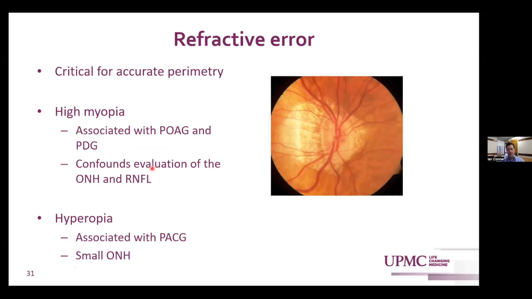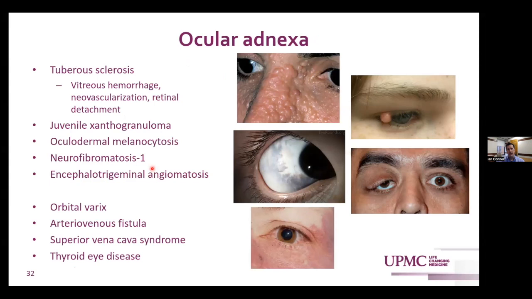And then hyperopia has, of course, been associated with primary angle closure glaucoma and small optic nerve. We want to look at the outside of the eye, so look at the face and the eyelids for signs of other diseases like tuberous sclerosis in this first photograph here, which has been associated with vitreous hemorrhage, neovascularization, retinal detachment from tubers, these hematomas inside the eye.